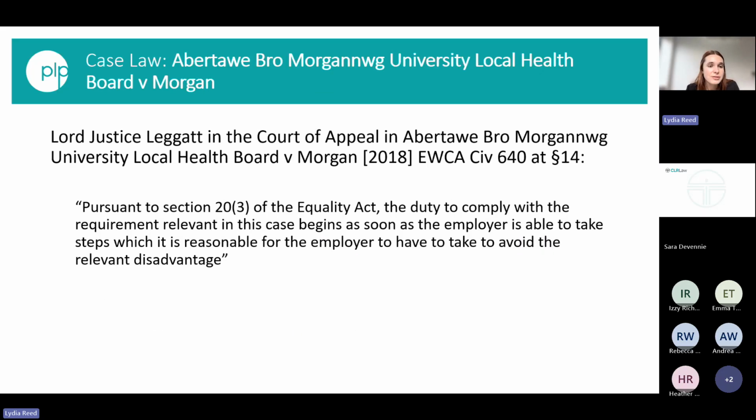The second case that is relevant is the case of Morgan, and that's helpful because it reminds us that the duty arises when a disabled person is at a substantial disadvantage by a PCP, physical feature or not providing an auxiliary aid. The duty to comply begins as soon as the employer can take reasonable steps, and the scope of that duty is confined to job-related matters.